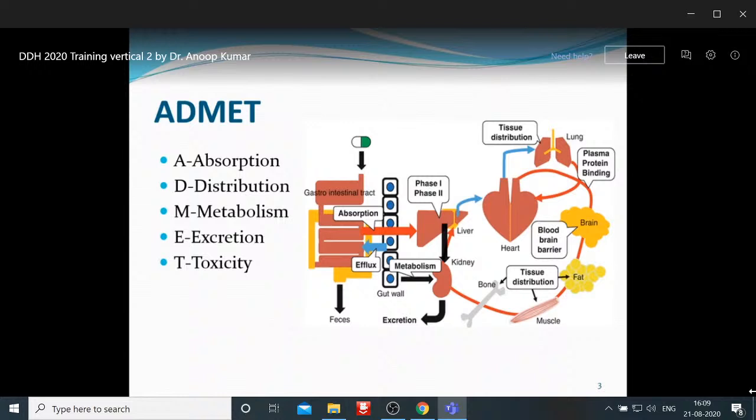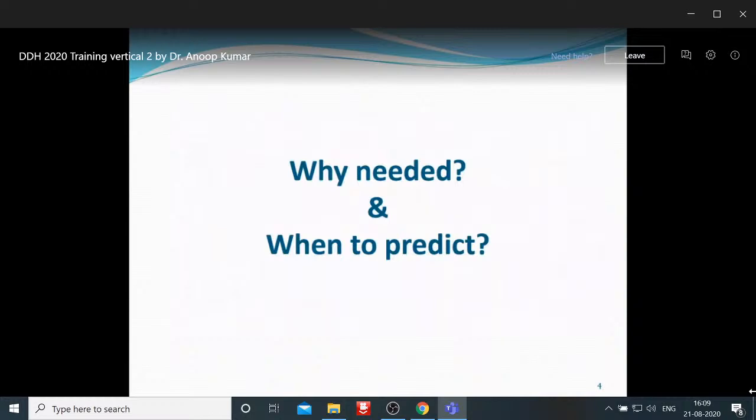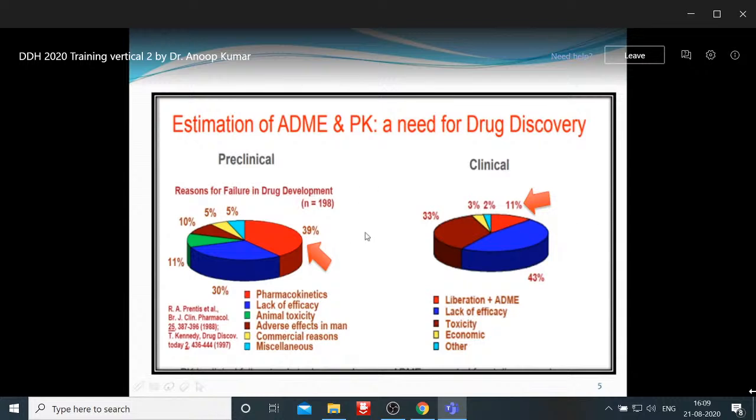So the question is why there is a need to do the prediction of ADMET. Why is there a need to predict the ADMET profiles, and when to predict? Either we predict the ADMET profile in the drug discovery phase, before the phase 1 clinical trial, or in phase 2 or phase 3 trials. Where do we have to use these tools to predict the toxicity profiles of the molecules? So first thing is why I need to do these studies. There are a couple of reasons, and if you see this diagram carefully, you will find that it shows the percentage of molecules which failed in preclinical trials and in clinical trials, and the percentages show the reasons behind their failure.